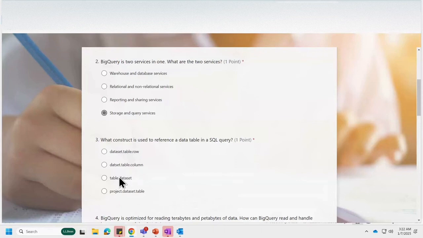If I'm writing a SQL query for this, what would the SQL query look like? Select product, select category from name of database. Yes, name of table. Okay, how would I actually write this SQL query? Actually, it is asking, as you see over here, to reference a data table.